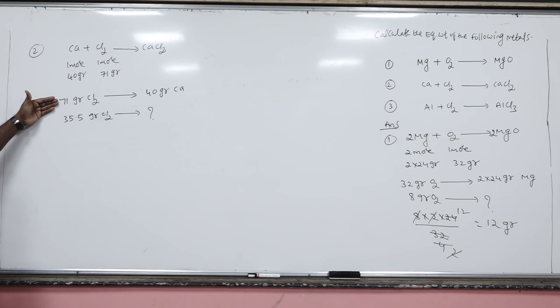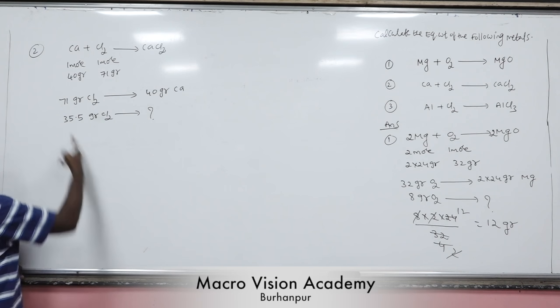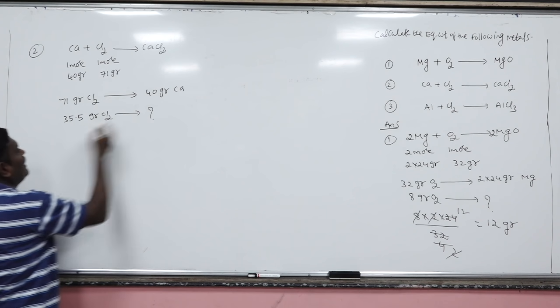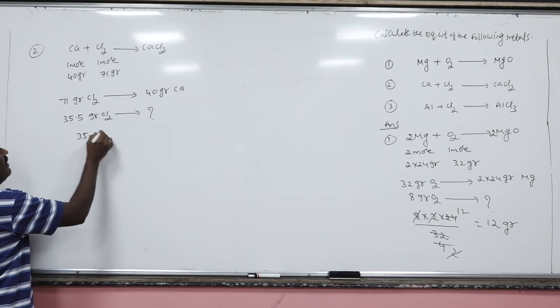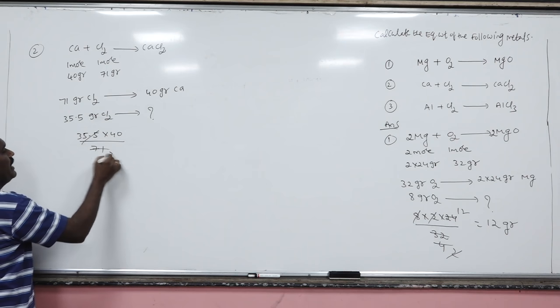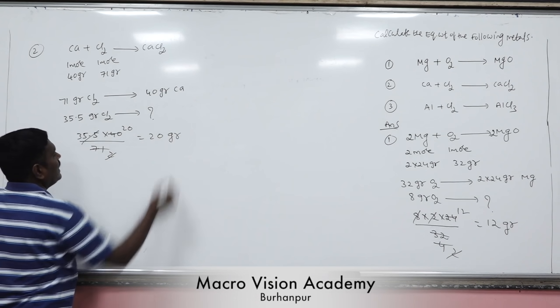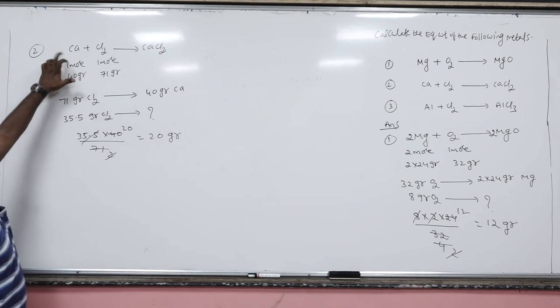71 grams chlorine required 40 grams of calcium. Then 35.5 grams of chlorine will require how much? 35.5 into 40 divided by 71. It will be 2 tables. So 20 grams. 20 grams is the equivalent weight of calcium.